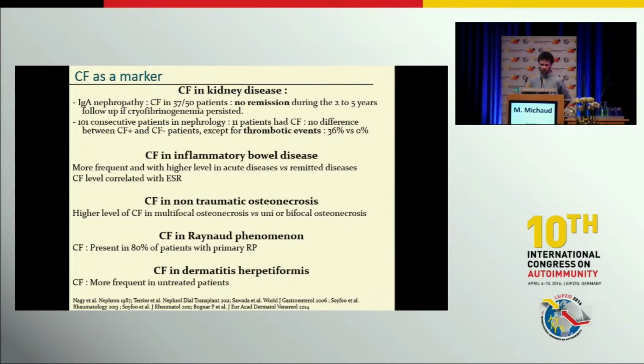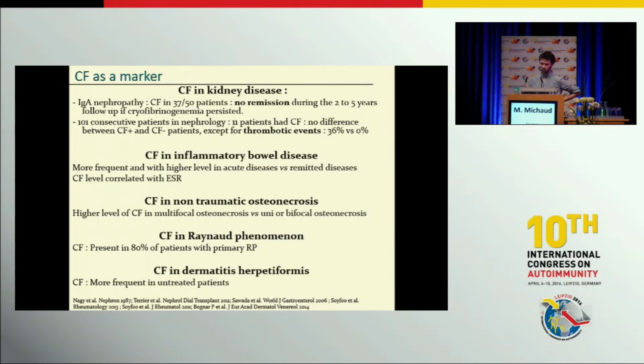Benjamin Terrier studied 101 consecutive patients in the nephrology department. 11 of them had cryofibrinogenemia, and there was no difference between patients with or without cryofibrinogen, except for the frequency of thrombotic events, and they occurred in 1/3 of the patients with CF.